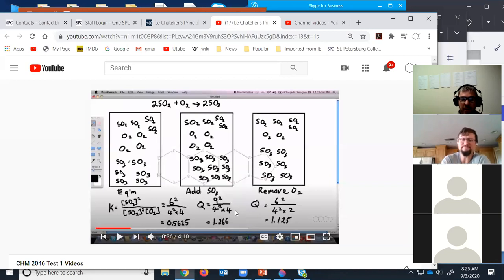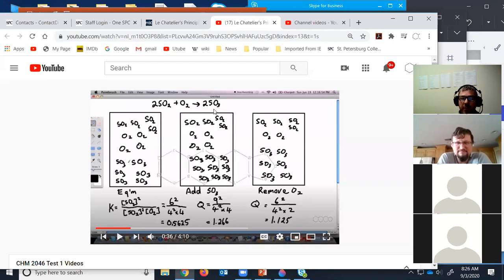So when we change it, we've added something, we get a different Q value, and that Q value is more. So we know that the SO2 and the O2s have to go up and the SO3 has to go down. All right, does anybody have any questions so far about that?